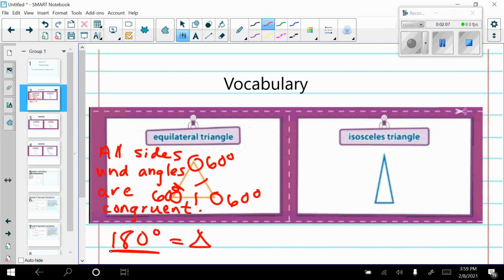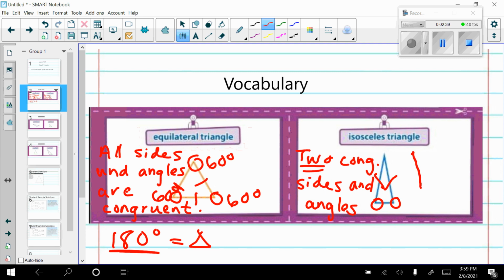Your next vocabulary is going to be isosceles triangle, and I want you to draw the isosceles triangle just as you see it. An isosceles triangle has 2 congruent sides and angles. So these 2 sides are going to be congruent, and these 2 angles are going to be congruent. That's an example of one isosceles triangle.